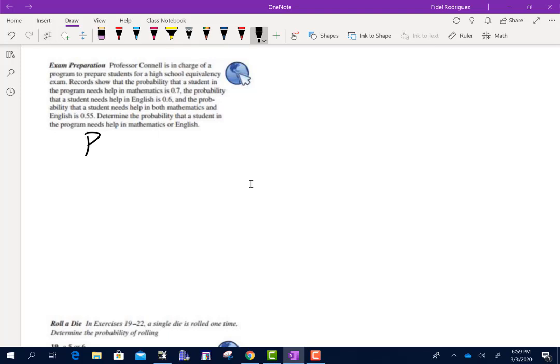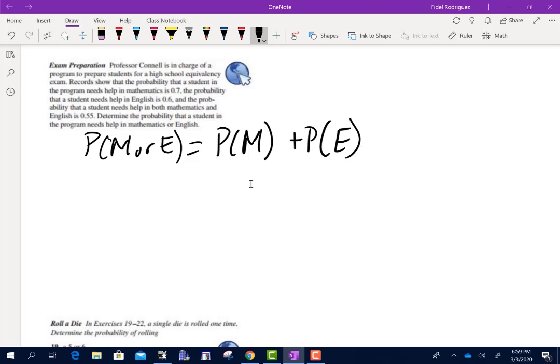Okay, so this is math or English. It's going to be equal to the probability that they need help in math plus the probability that they need help in English minus the probability that they need help in math and English. Okay, so here we go. The probability they need help in math, 0.7.